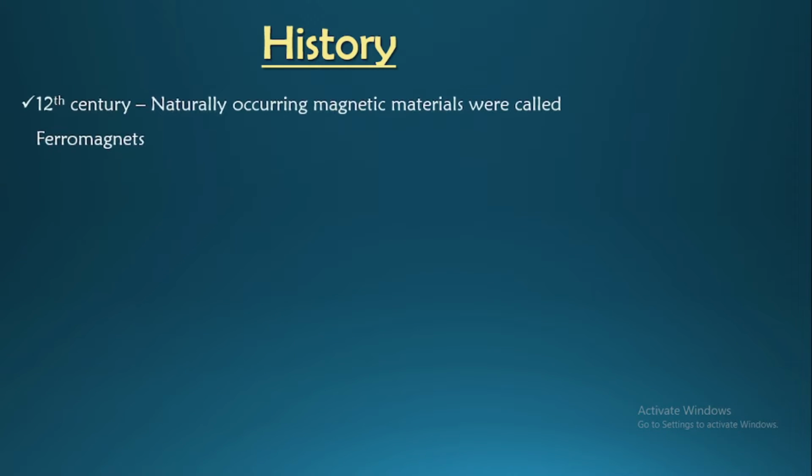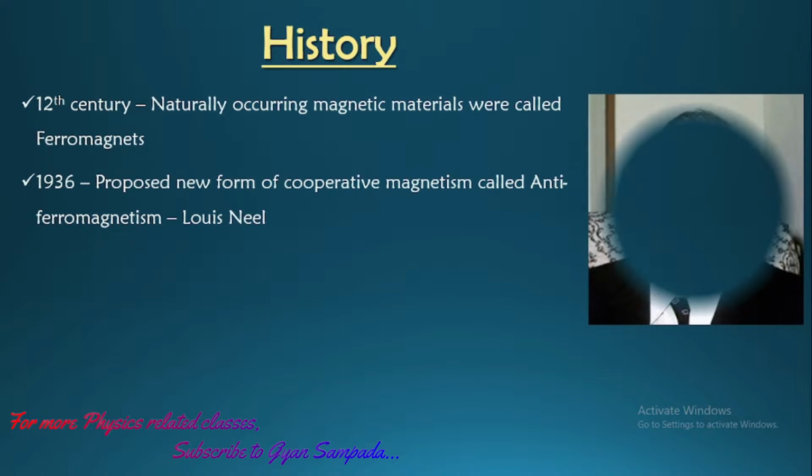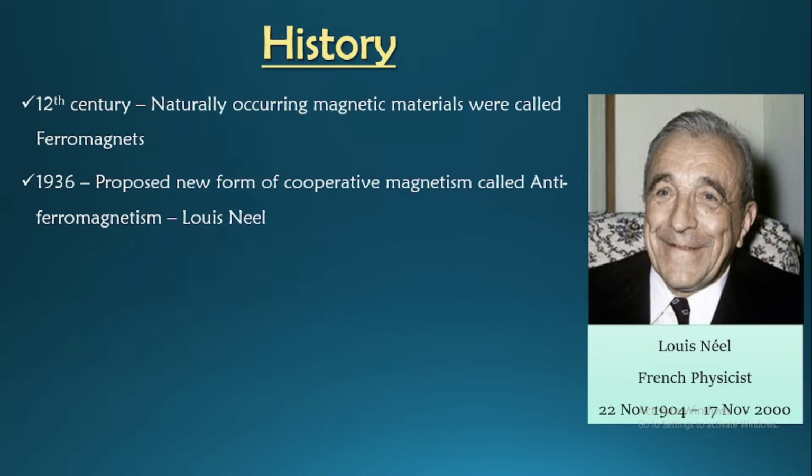When we go back to the 12th century, whichever magnetic materials or substances were observed were just called ferromagnets. There was no special differentiation between the magnetic materials. But later, in the year 1936, Louis Néel published a paper proposing the existence of a new form of cooperative magnetism, that is, a cooperative phenomenon, which he called antiferromagnetism.